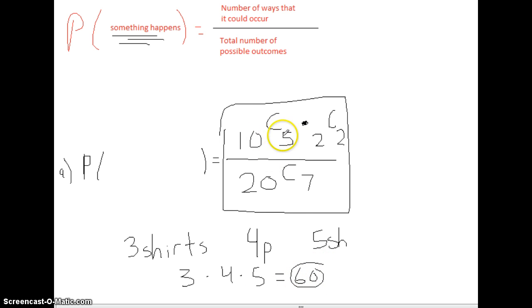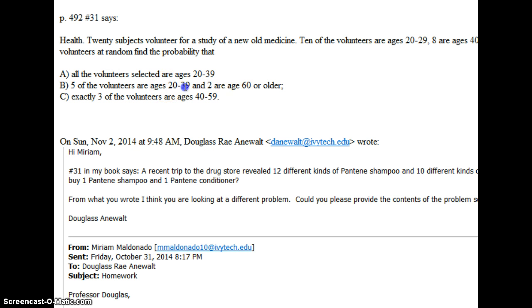Well, here we're saying there's this many ways to get 5 people out of that first age group, and this many ways to get people out of that second age group. So again, we have the total number of ways for multiple things. We multiply those together to get all the possible combinations. And so that'll give you part B, which said 5 from the 20 to 39 and 2 from 60 and older.